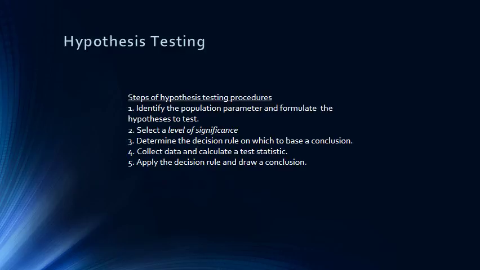There are steps that we need to take to do hypothesis testing. First, we need to identify the population parameters and formulate the hypothesis to test, again the population parameters being the mean, the average, the variance. We need to set a level of significance related to the risk of drawing an incorrect conclusion. We need to determine the decision rule on which to base the conclusion, collect the data and calculate a test statistic, and apply the decision rule and draw a conclusion.